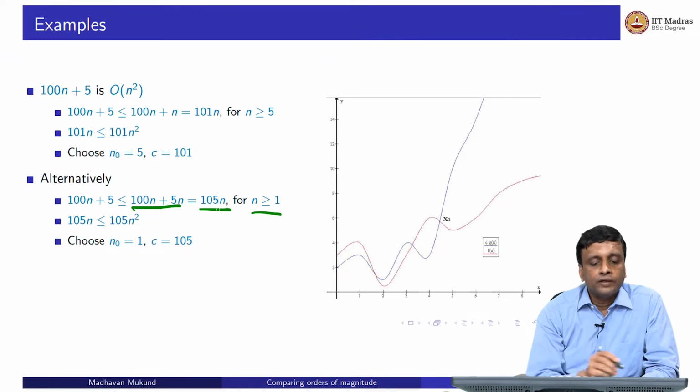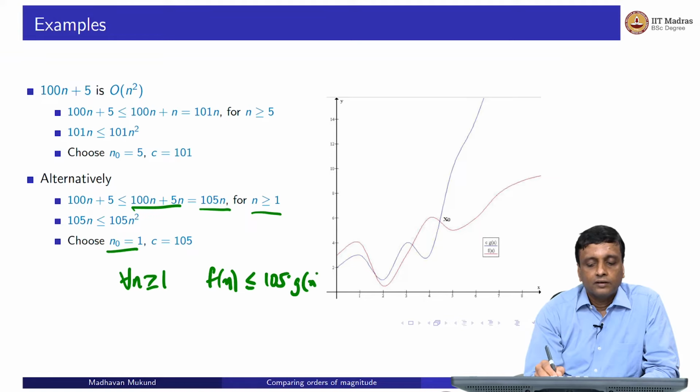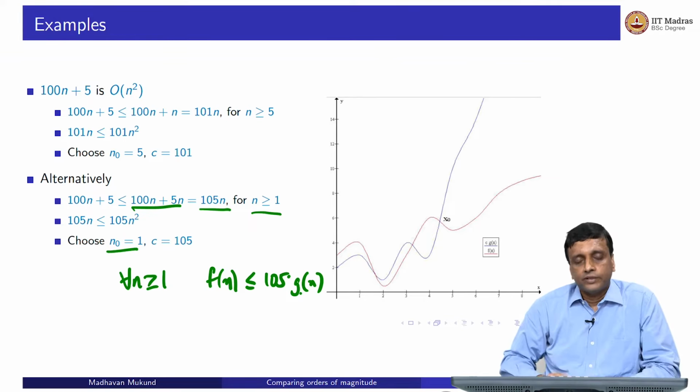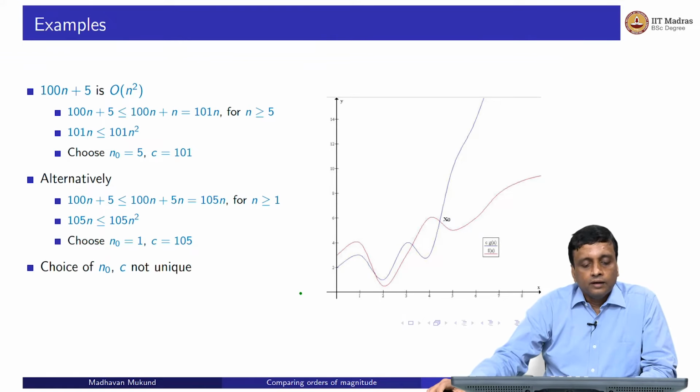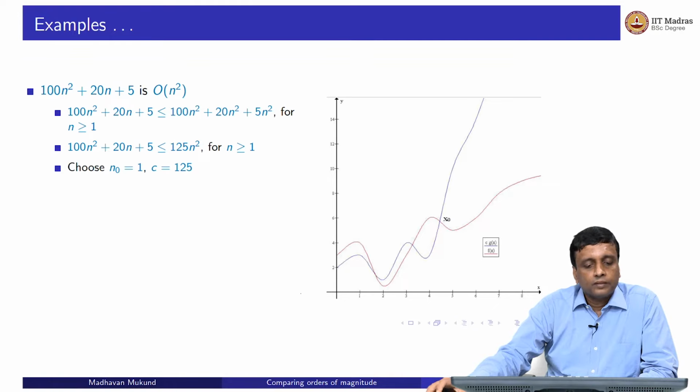So now I have a different choice. I say for all n bigger than 1, I have that f of n is smaller than or equal to 105 times g of n. So now I have a different n naught and a different c. So this is one way of doing this, and it shows that the choice of n naught and c is not unique.